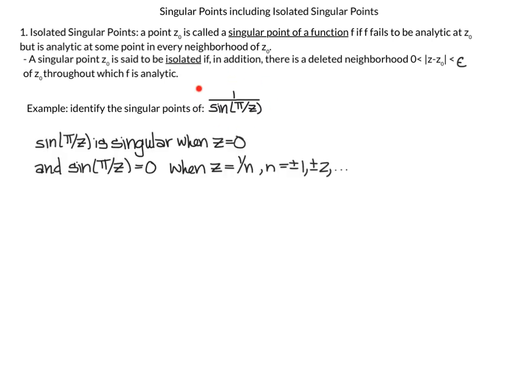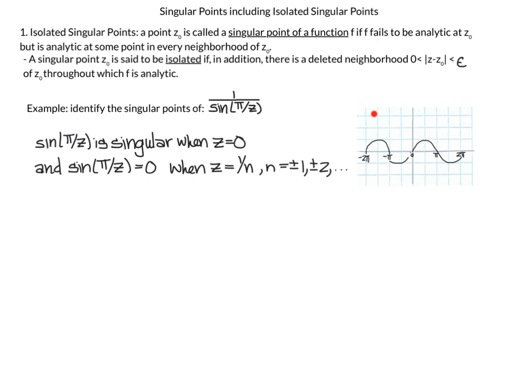To find the singularities, I'm going to look where we have division by 0. So first, looking at sine of pi over z, we have division by 0 when z equals 0. Then when I look at the denominator, sine of pi over z, to see when it's equal to 0, well, sine is equal to 0 when we have an integer multiple of pi. So that means sine is going to be 0 when z is equal to 1 over n, equals plus or minus 1, plus or minus 2, etc.